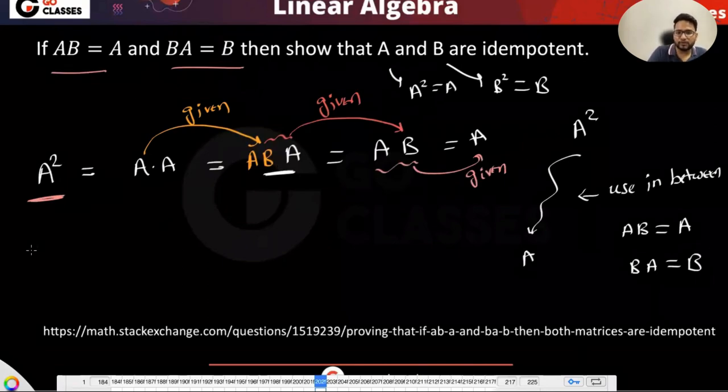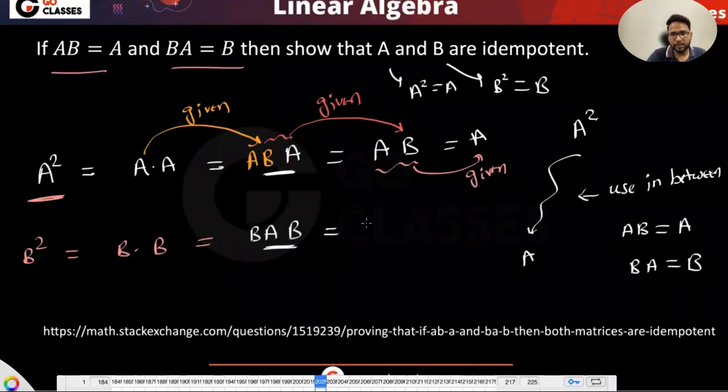Let's just check for B also. I think you can do it. Can you do it quickly for B? Just try doing it. You can write B as BA. Which one will you prefer, left one or right one? Let me prefer the left one so that I can have the AB form, right? I can have AB and AB is A. So it is A. And then this BA is again B. Okay, so that's how we can prove it.